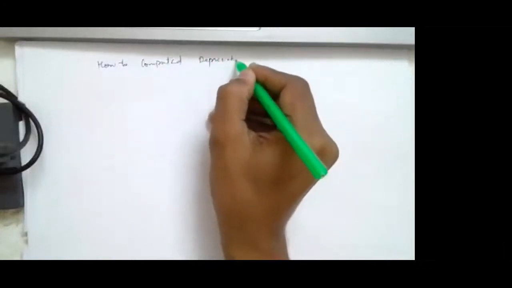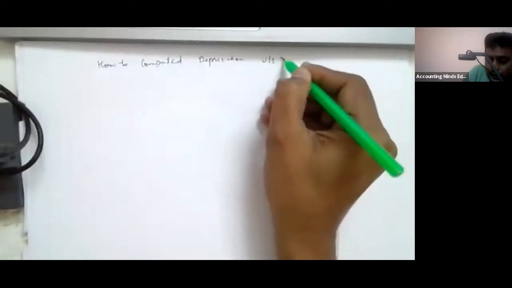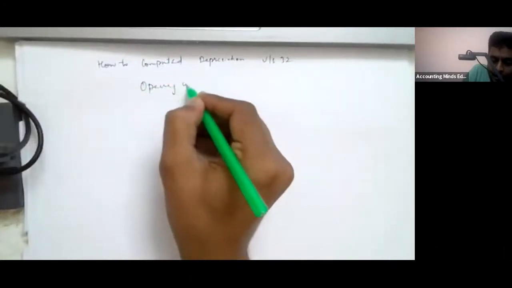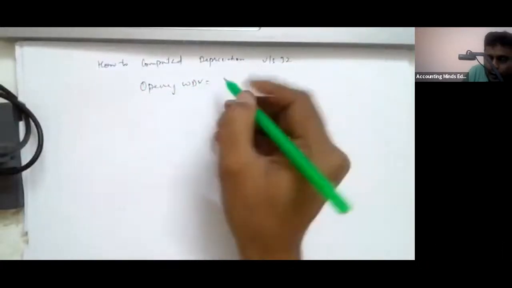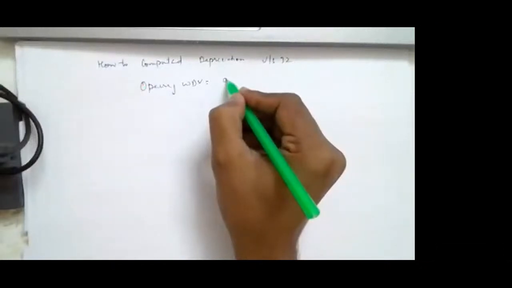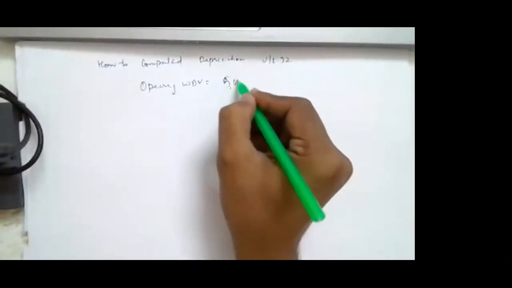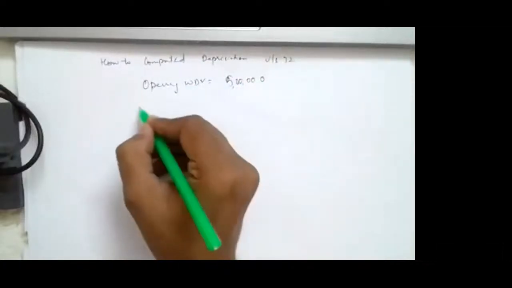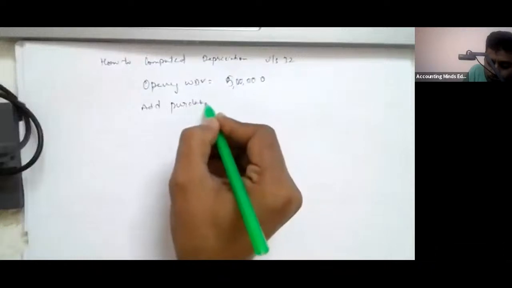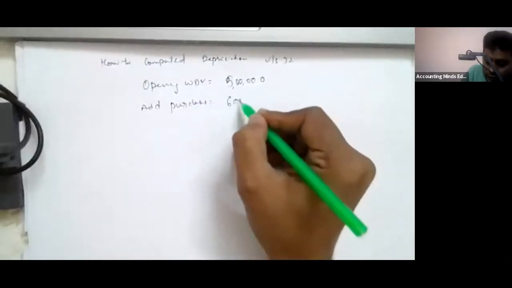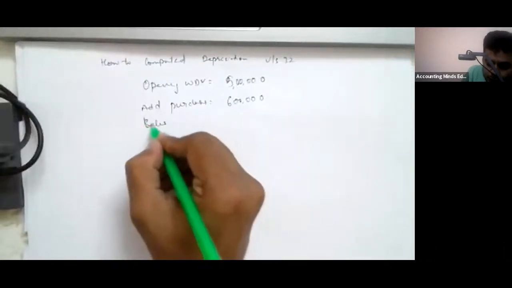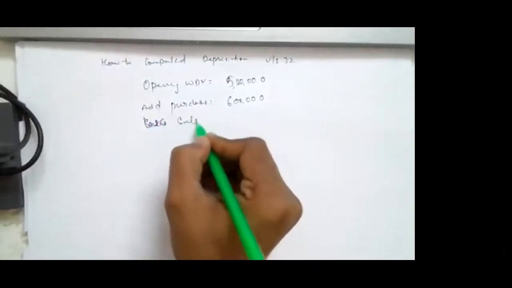Under section 32. Okay. Opening WDV. How much is the opening WDV? 5 lakhs. Okay. Are there any purchases? Yeah, 6 lakhs. Are there any sales? Yes, sir. 12 lakhs.